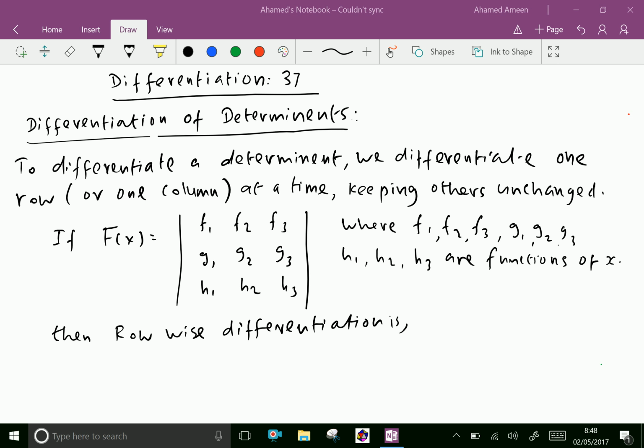Welcome to aminacademy.com. Now let us see the differentiation of determinants. To differentiate a determinant, we differentiate one row or one column at a time, keeping the others unchanged.